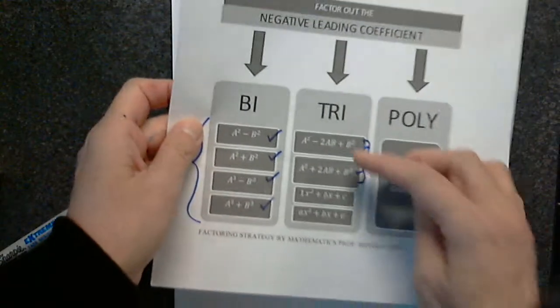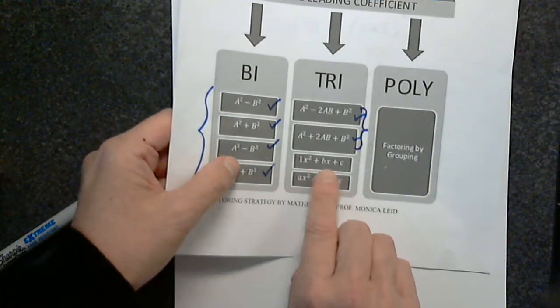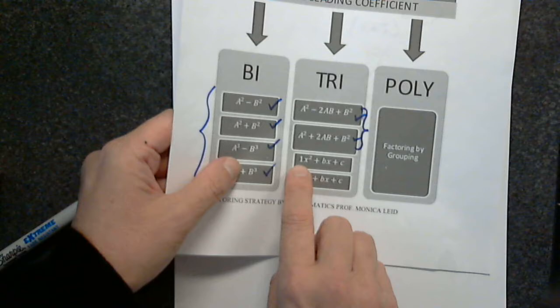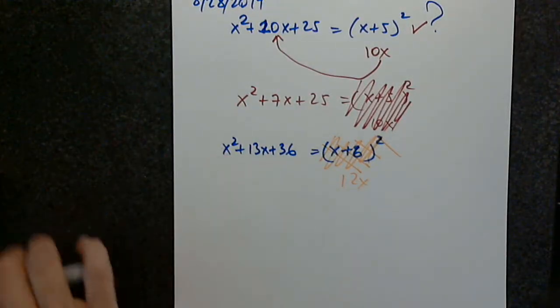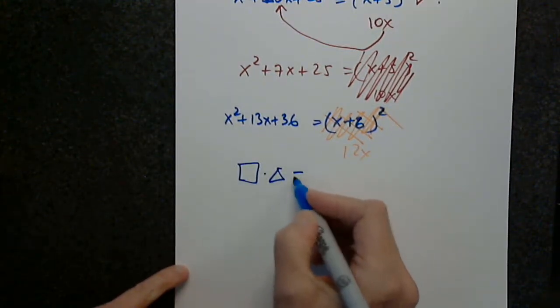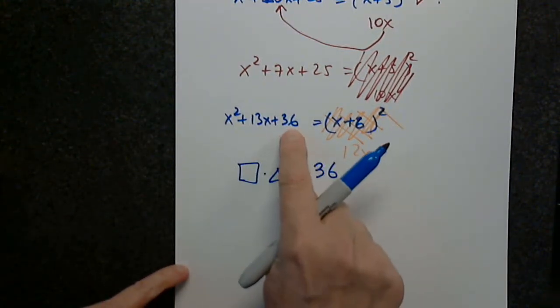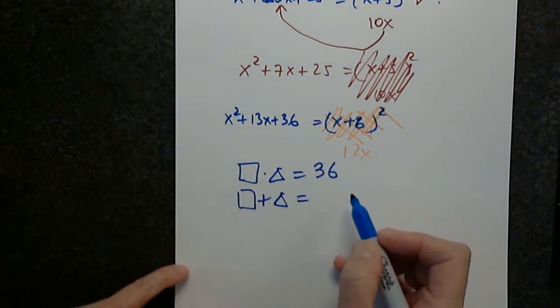So since no special product works, I'm asking myself now, okay, so this is the next in line. Is 1 the leading coefficient? And the answer is yes. 1 is the leading coefficient. So I'm trying to find two numbers whose product is 36 and whose sum is 13.